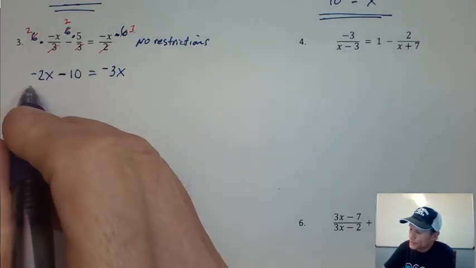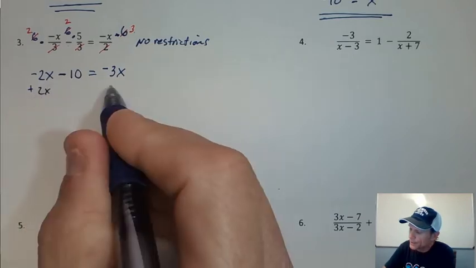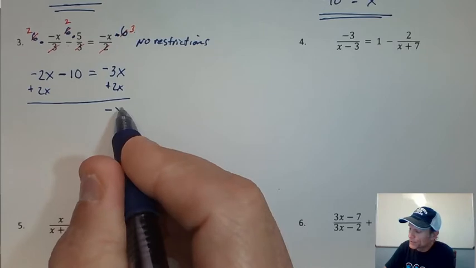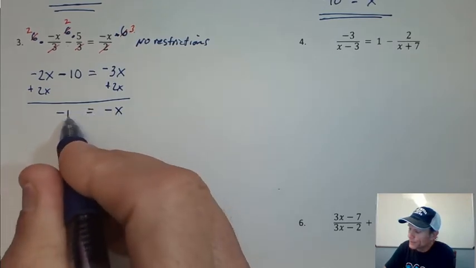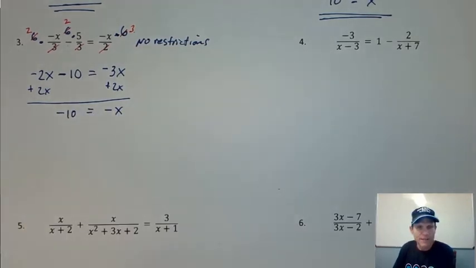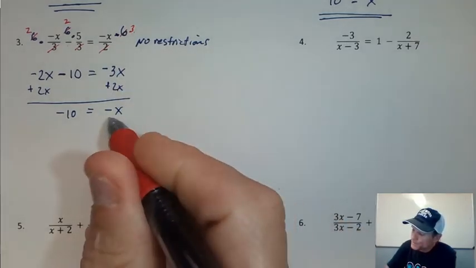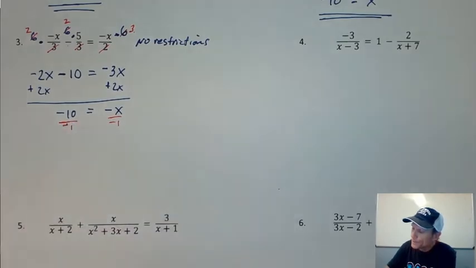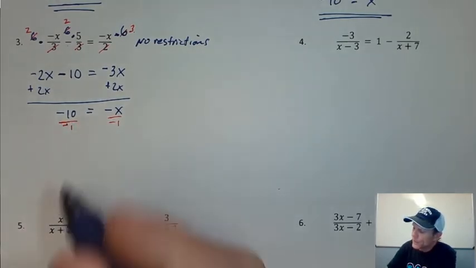So I'm going to add 2x. That gives me a negative x over here, but I can handle that. I have negative x equals negative 10, so I'll divide by negative 1. And what I get is x is equal to 10.